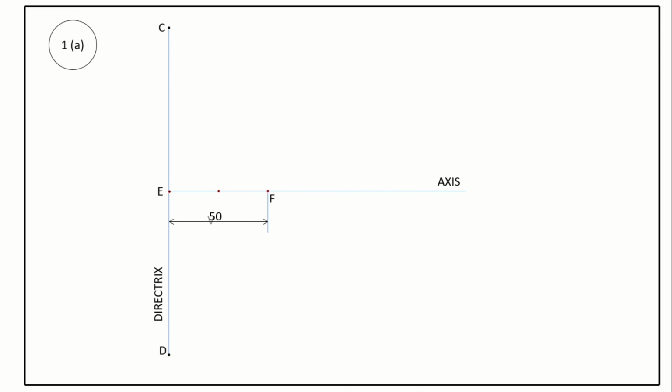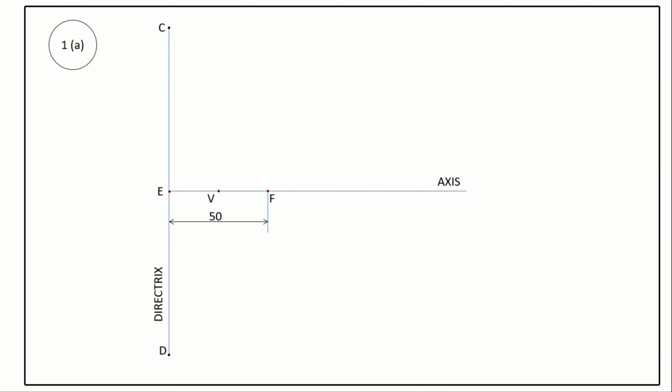Mark the point V, the vertex. The point V is at equal distance from the fixed line and from the focus, the fixed point. So, total distance between EF equal to 50 mm. Therefore, the point V is 25 mm away from F, the focus, or 25 mm away from the directrix, the point E. So, measure 25 mm from E or from F and locate the point V. V is the midpoint of EF.